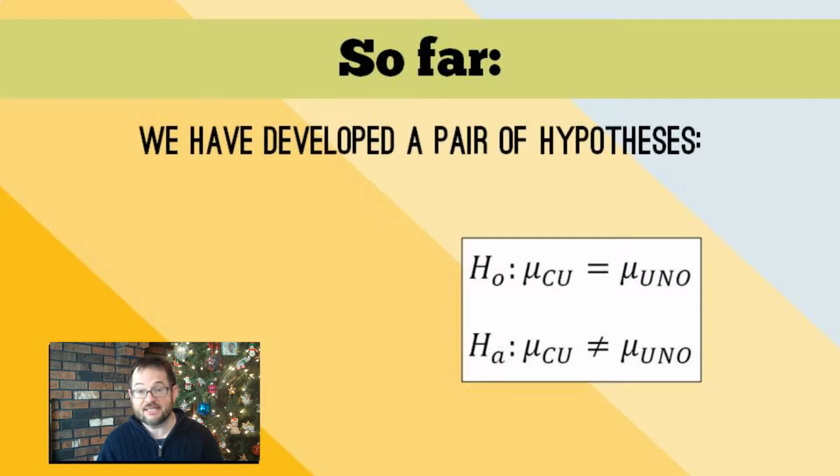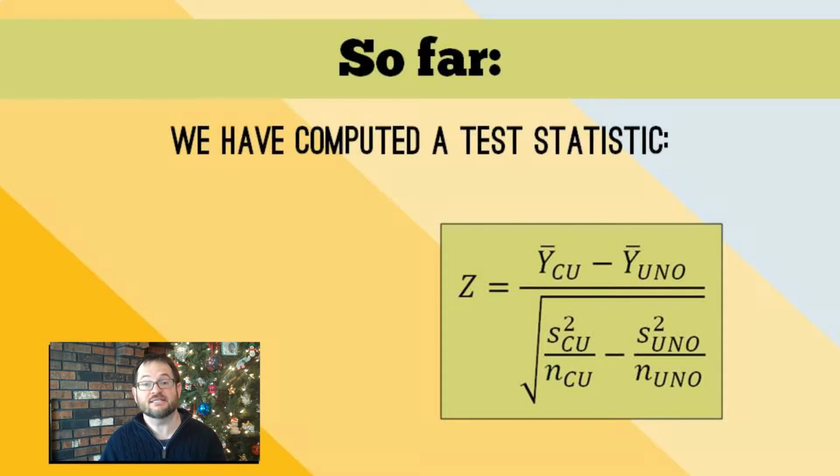In order to test that hypothesis, we developed a test statistic, also known as an inferential statistic. In the particular example we've been working with, we were trying to test if there was a difference in the mean height of Creighton students versus the mean height of UNO students, and we used a Z statistic, a type of difference of two means statistic that you could find in a stats textbook. This happened to be the statistic that we used.